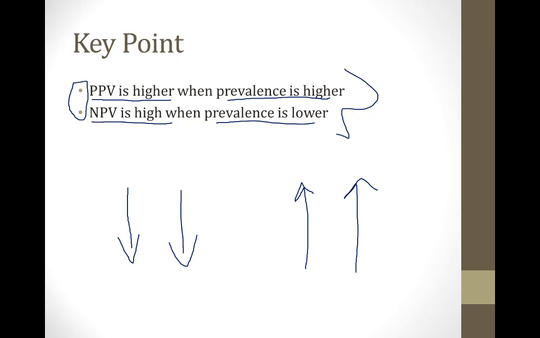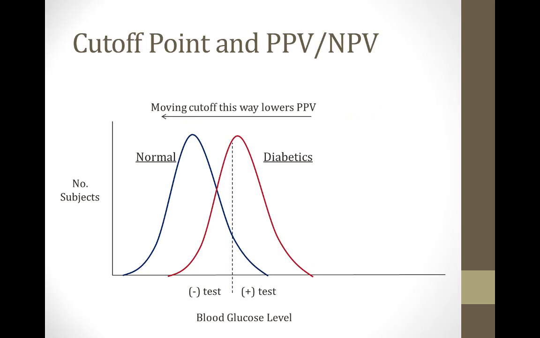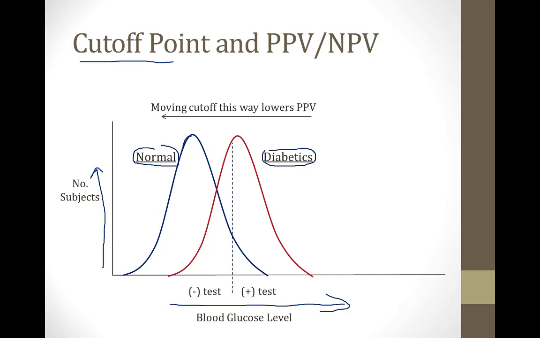Now let's talk about what happens to the positive and negative predictive values when we move the cutoff point of a diagnostic test. So in the module on sensitivity and specificity, I talked about what would happen if we sampled the blood glucose level in a group of normal patients represented by this blue line here, and a bunch of diabetics represented by this red line here. And then we plotted the blood glucose level along the x-axis and the number of subjects with each test result along the y-axis.